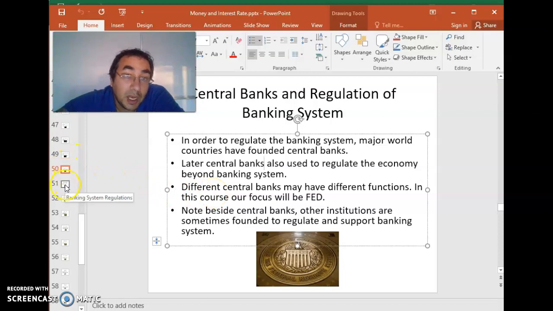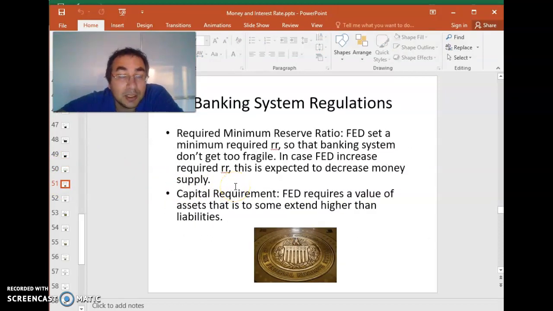So how does the central bank regulate the banking system? It might set a required minimum reserve ratio. So it might say RR cannot fall below a certain amount, 0.1, for example. Usually, there is no maximum amount, but there is a minimum amount. Usually people think that the banks will go to the minimum amount directly.